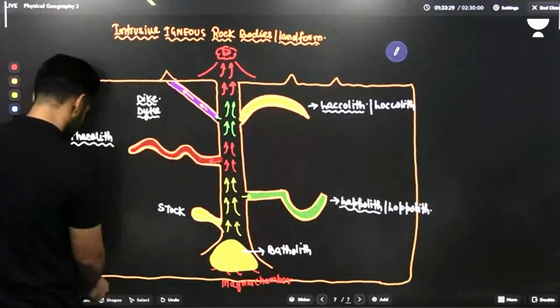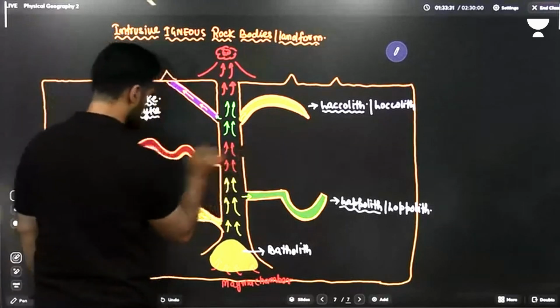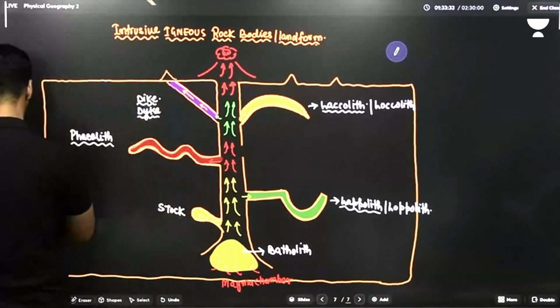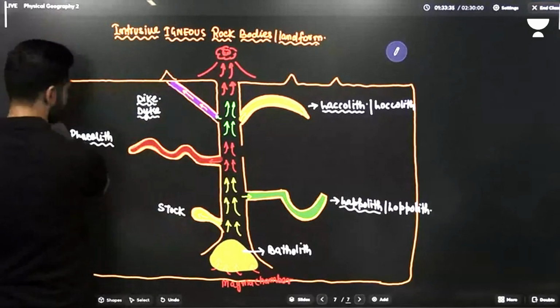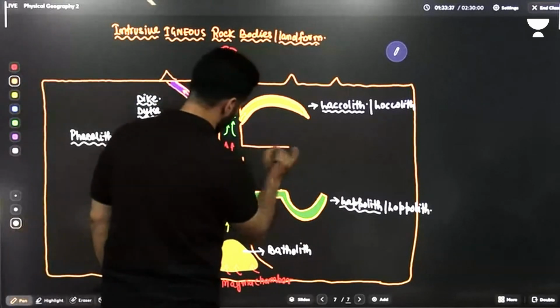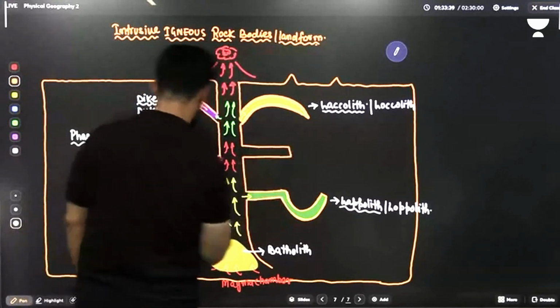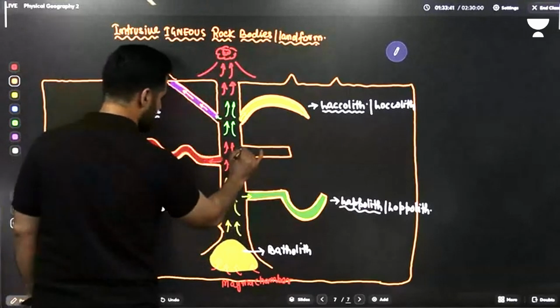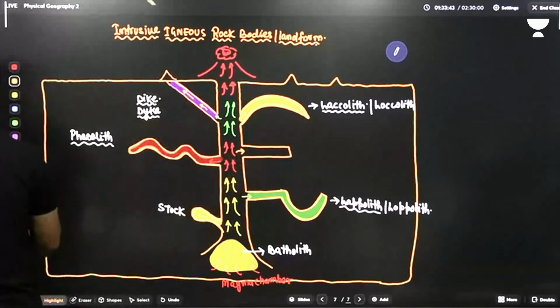एक और चीज I forgot to mention that. So can I say it can enter here also and solidify?